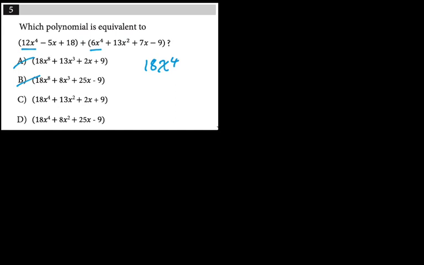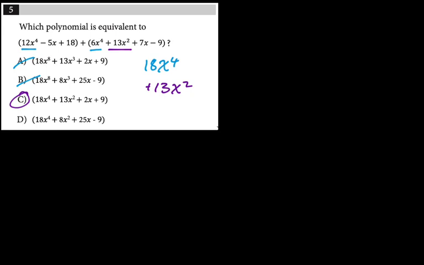Next, if you're going in order of exponent, the next highest exponent you'll see is x squared. And there's only 13x squared. The other part doesn't have any x squareds. So there's 13x squareds. Look at the answer choices. It has to be C. That is the answer. Now, if you don't like this approach, another approach would be to actually add them.